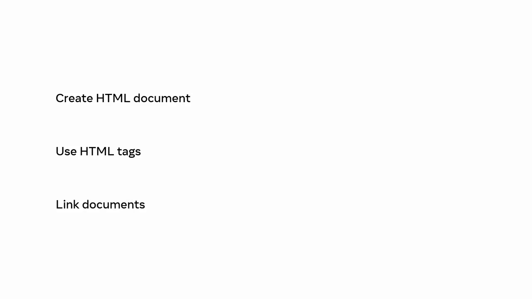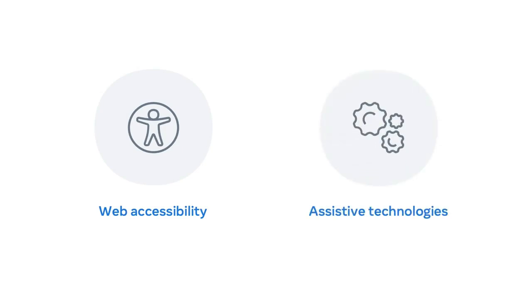In Module 2, you covered the three main web technologies: HTML, CSS, and JavaScript, and how they interact with each other. In HTML, you learned how to create an HTML document, how to use simple HTML tags, and how to link documents to create a website. And you covered techniques to improve web accessibility and some assistive technologies available to provide universal access to the internet.